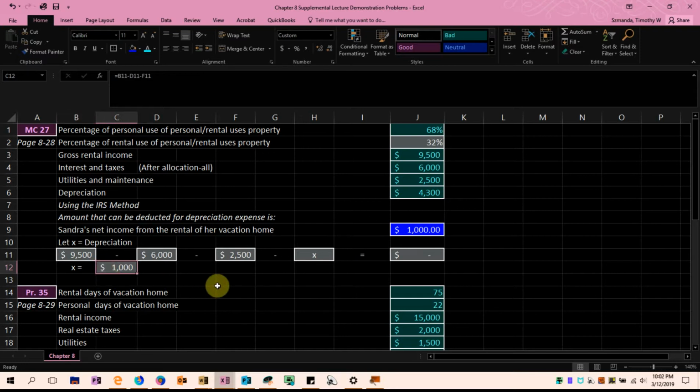And so it's really a straightforward calculation. I just took the $9,500, and in a sense, I just kept deducting the expenses until I reached zero. Or another way to look at this is I took the $9,500 minus the $6,000 minus the $2,500, and I know that that's going to equal the amount I can expend for depreciation in order to get to zero.